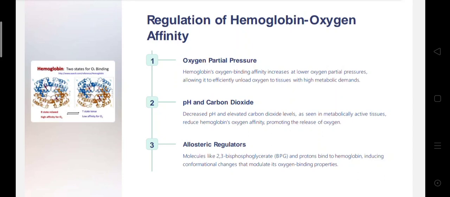Second is pH and carbon dioxide. So decreased pH and elevated carbon dioxide levels, as seen in metabolically active tissues, reduce hemoglobin's oxygen affinity, promoting the release of oxygen. Third is allosteric regulators. Molecules like BPG and protons bind to hemoglobin, inducing conformational changes that modulate its oxygen binding properties.